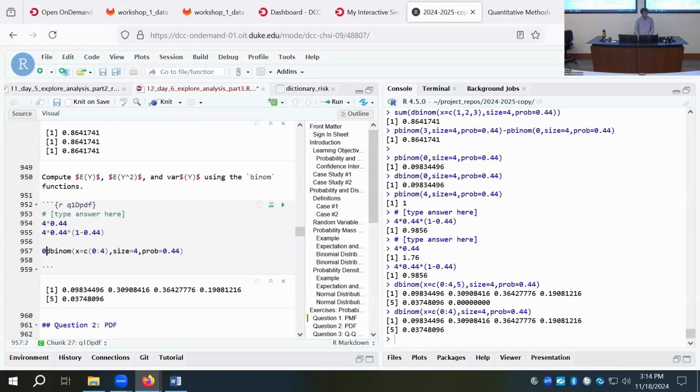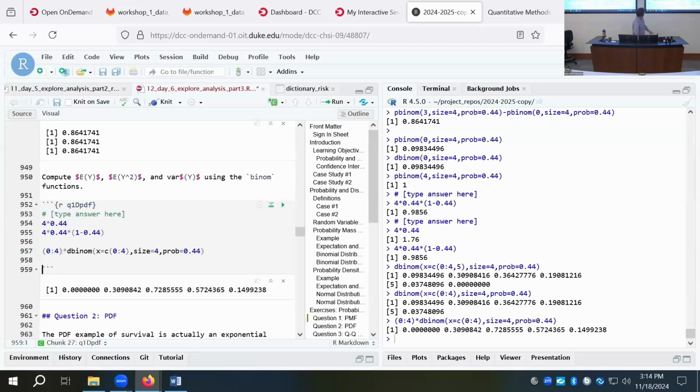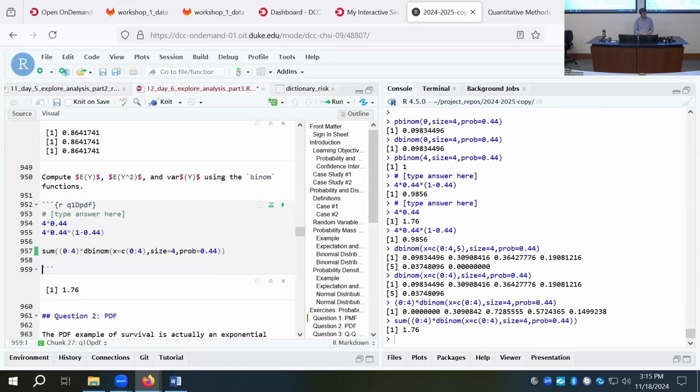Okay. Right, so that gives me the probability. I'm going to multiply it by the x's, the values you can take, right? So 0, 1, 2, 3, 4. So that's going to be 0, 0.309, 0.72, 0.572, 0.14. And then I'm going to sum over this. Okay. And I get 1.76.